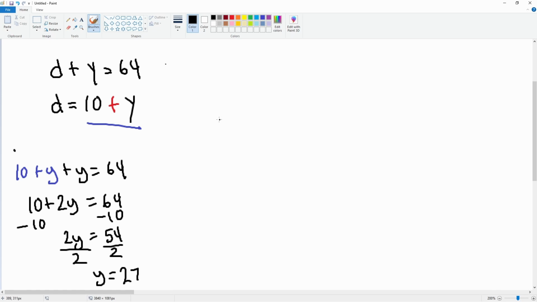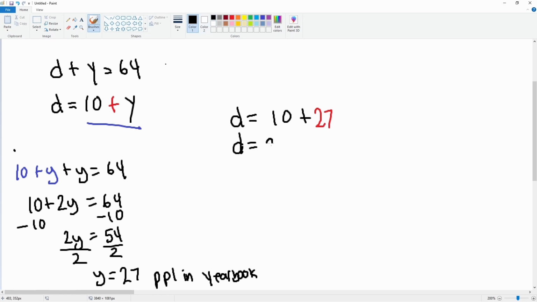So there are 27 people in the yearbook club. Now let's plug it in to find the drama club. We know drama is equal to 10 more plus the yearbook. But we know that yearbook, we can make that substitution, was 27. So if there were 10 more than that, it makes it 37. So there were 37 people in drama club. There you go.